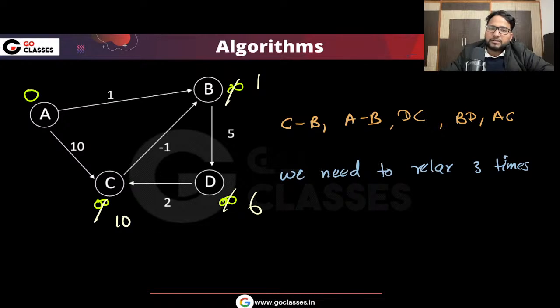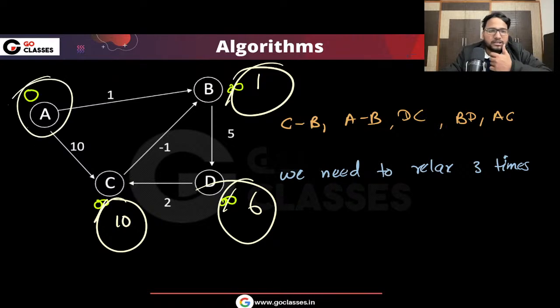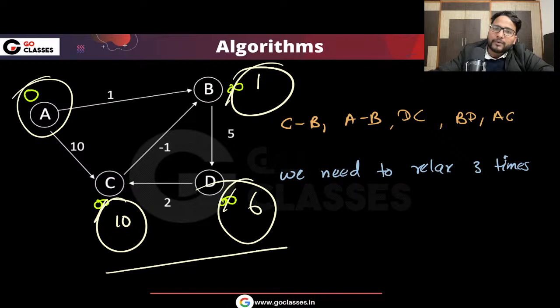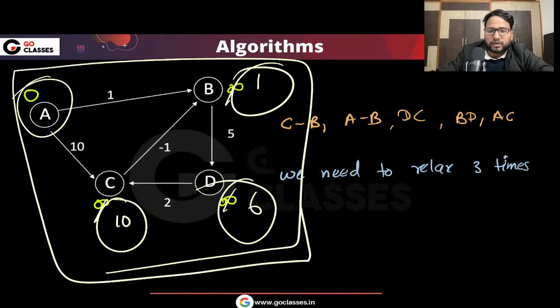So after one iteration, what are the distances? 1, 6, 10, and 0, right? After one iteration, these are the distances. But is this shortest? Tell me, is this 10 shortest? May not be, right? 1 plus 5, 6, 7, 8. Maybe 8 is shortest. So these are not actually shortest. Fortunately, I think this one is shortest, but it need not be. Is this understood? After one iteration, whatever I am getting, it need not be the shortest.